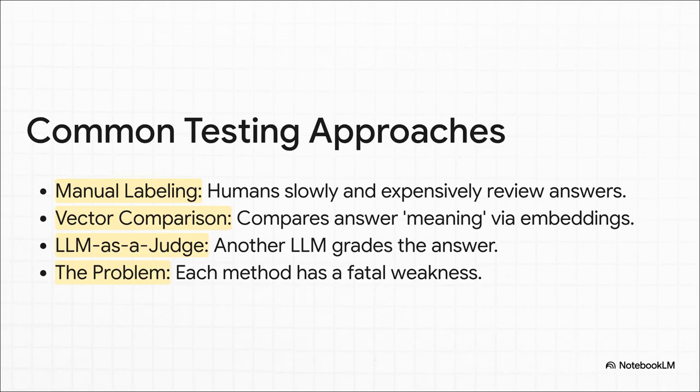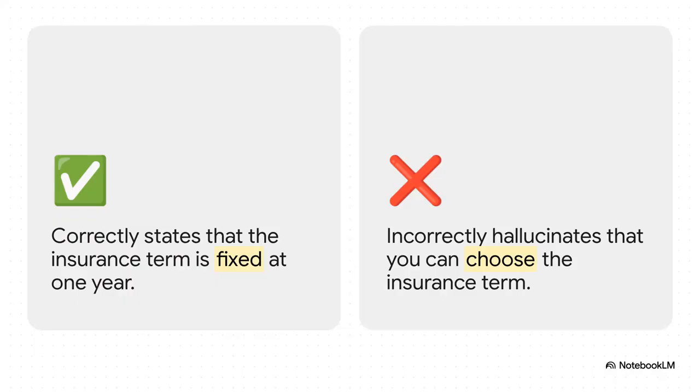You can have humans check everything by hand, which is super slow and costs a fortune. You can use something called vector comparison, which tries to see if the meaning of 2 answers is the same. Or you can use another AI to grade the first one, which we call LLM-as-a-Judge. The trouble is, manual work just doesn't scale, and the 2 automated methods can be wildly off in completely opposite directions. Let's look at a real example to make this concrete.